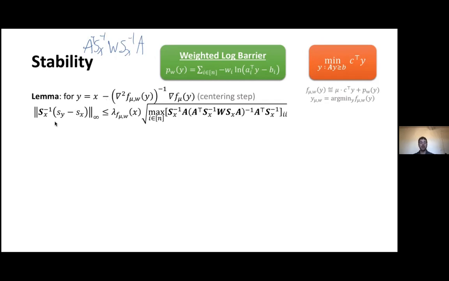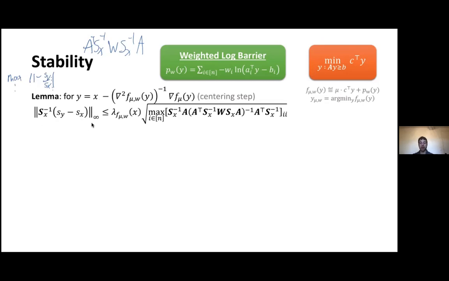Right. And I claim that we can upper bound this multiplicative change. So this is the difference between the slacks at y minus x divided by the slacks at x. The L infinity norm is giving the largest ratio of this multiplicative change. So think this is the same as max over all i of 1 minus s_y over s_x, the ith coordinate of that. So it's the same as asking for the ratio of the new and old slacks to be not too far from 1 for every coordinate.